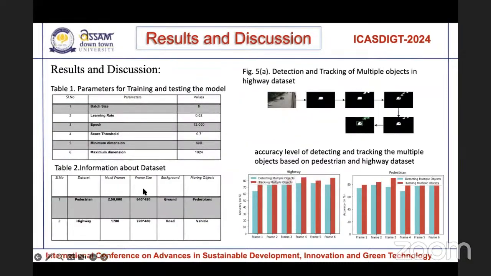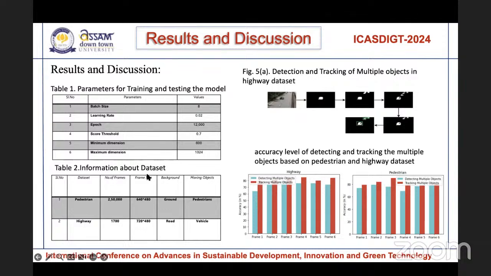Moving to the results and discussion of our paper. As you can see, first comes the parameters for training and testing the model. We have various parameters like batch size, learning rate, epoch, score threshold, minimum dimension, and maximum dimension, with the respective values of 8, 0.02 for learning rate, 12,000 epochs, 0.7 score threshold, 600 minimum dimension, and 1024 maximum dimension.